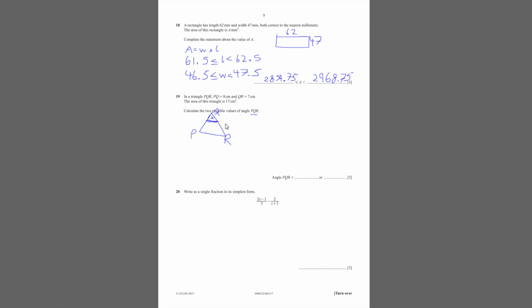So next, we know PQ. PQ is 8 centimeters. QR, which is here, is 7 centimeters. And we do not know PR. The area is 17 centimeters squared. So, to find out what angle X is, we'll be using the formula for the area of a triangle. A equals 1/2 ab sine C.